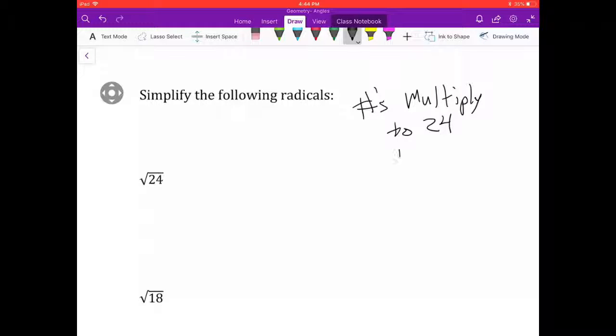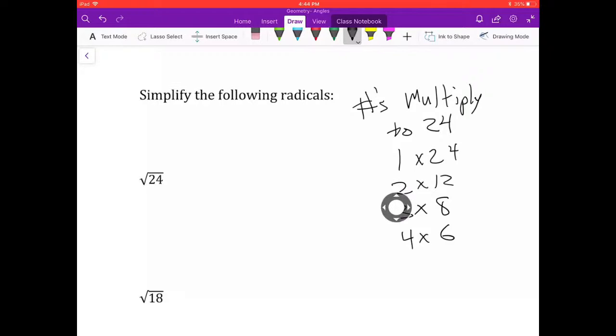What you should come up with is 1 times 24, 2 times 12, 3 times 8, and 4 times 6. Now, out of all of these factors, we want to figure out which one of these numbers is a perfect square. I know off the top of my head that 4 is a perfect square. So the numbers that we're going to use to break down square root of 24 is 4 and 6.